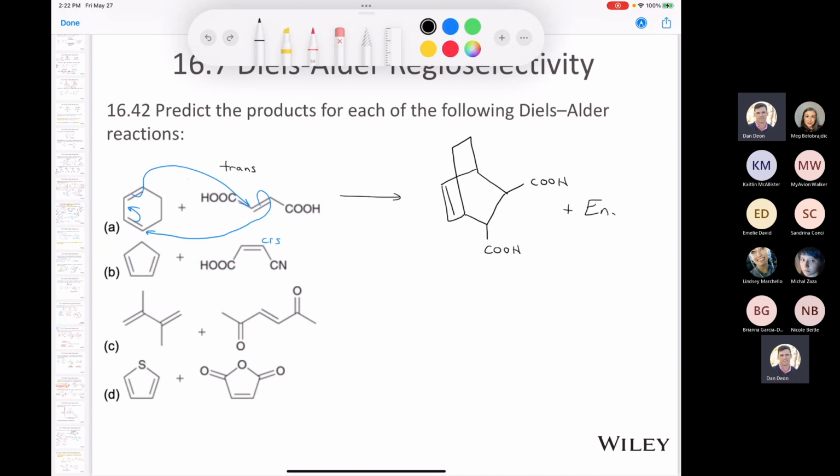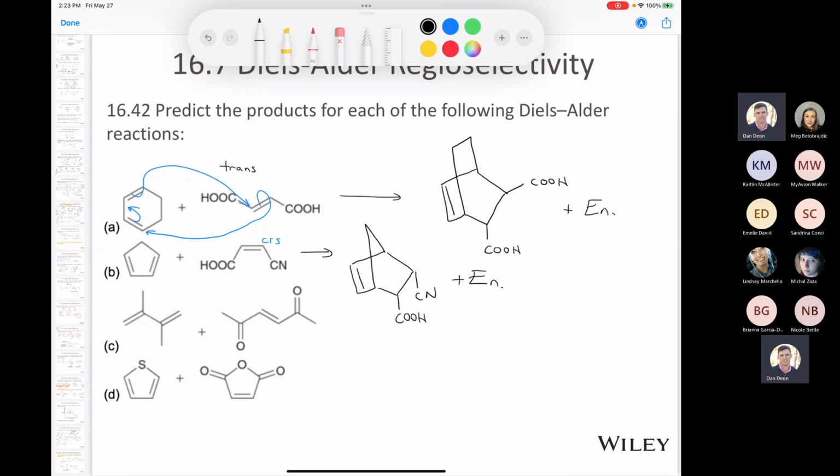So let's draw the bicyclic product, which is going to look like this, where we have our 5-membered ring, put our pi bond here, and we're going to have our 6-membered ring, and both the carboxyl is going to be down here, like this, and the nitrile is going to be down here. Now, of course, the same thing applies. We could end up with the mirror image of this as well. So we're going to have to write plus the enantiomer in this case.